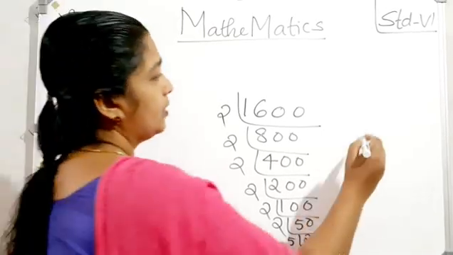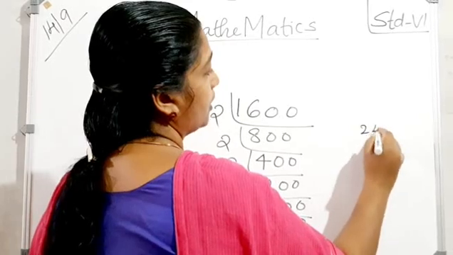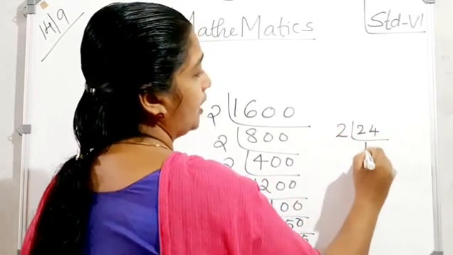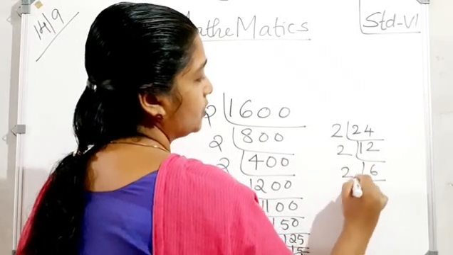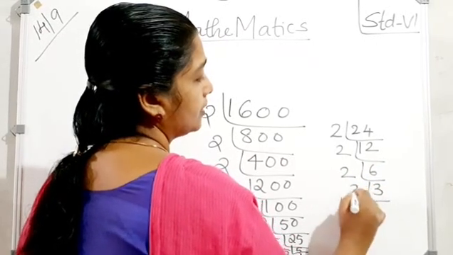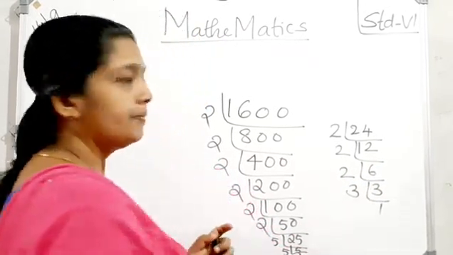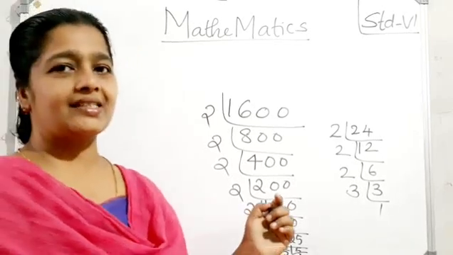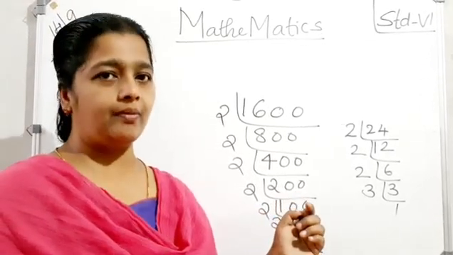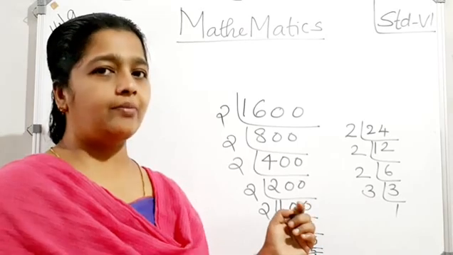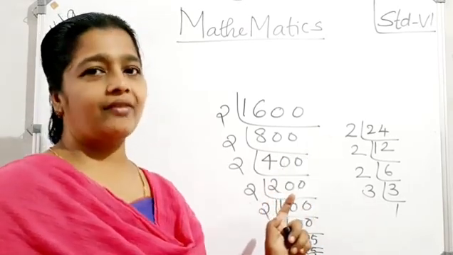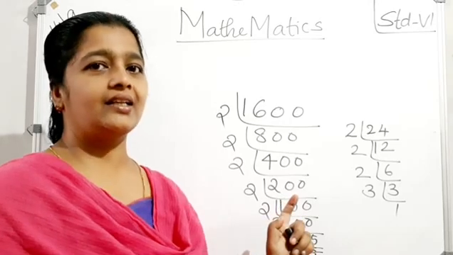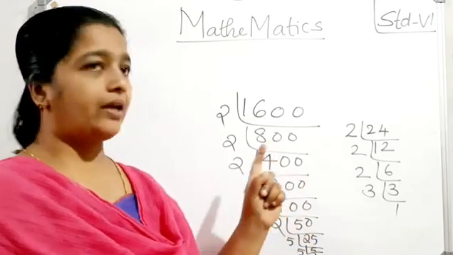Yes. Then one small number we can take, 24. How can we divide? 2, 12. Then 2, 6, 2, 3, 3, 1. Clear? This is the prime factorization. You want to take only prime numbers. Using those prime numbers, you can factorize by this method. So this is known as prime factorization. Understand?